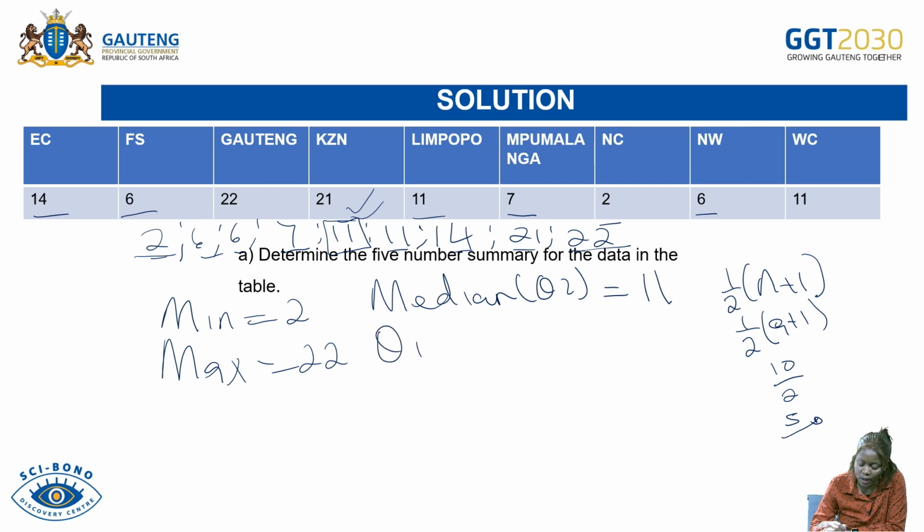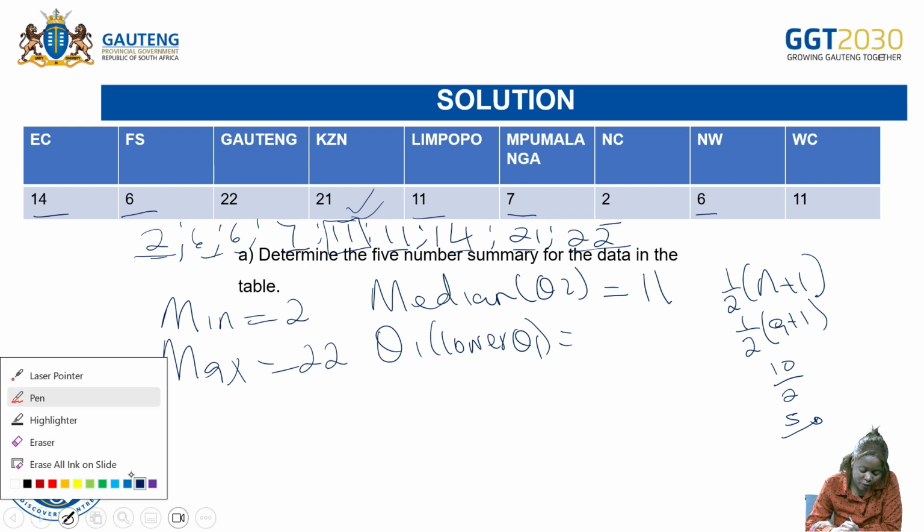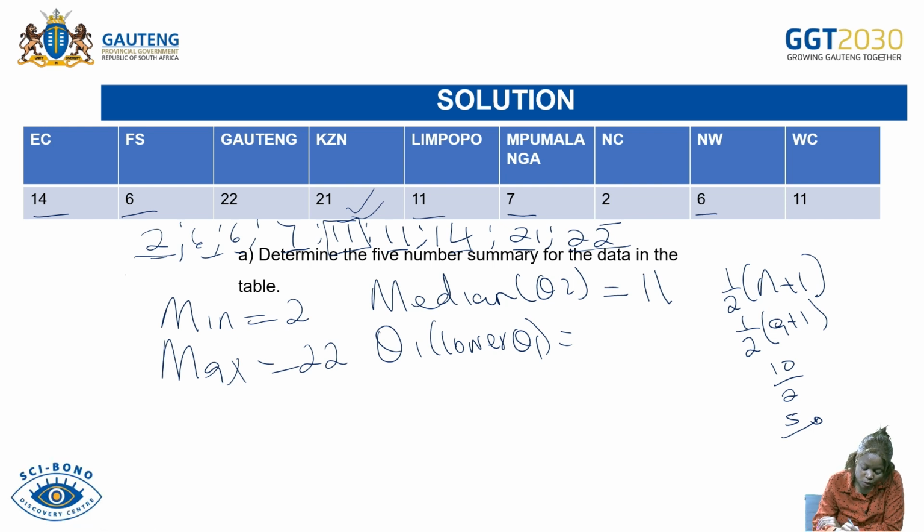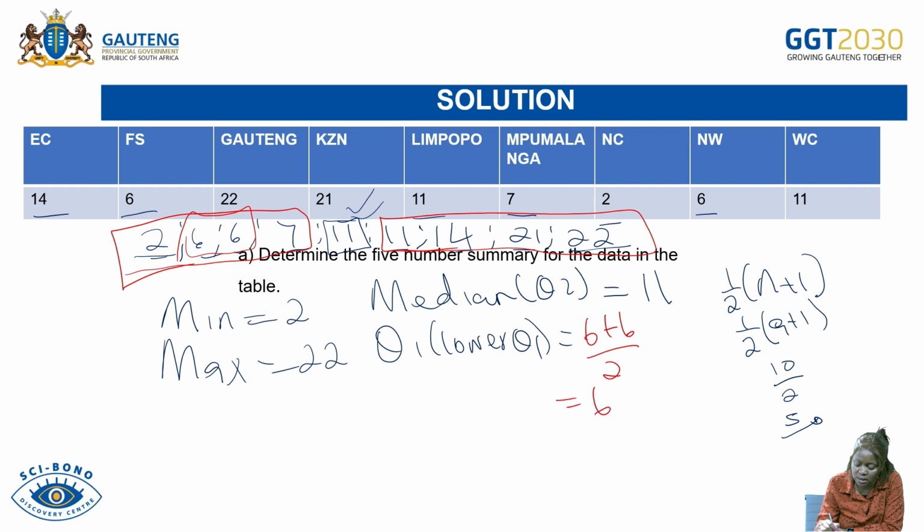And then we move to Q1, which is your lower quartile. I did say that when we are talking of Q1, we are talking about the median of your lower half. So you can check your lower half there. You need to find the median of that. Here the median is going to be 6 and 6. So you say 6 plus 6 divided by 2 and you get 6, right?